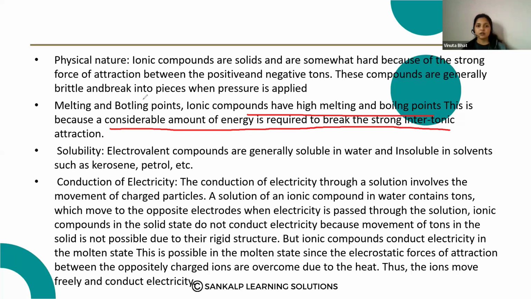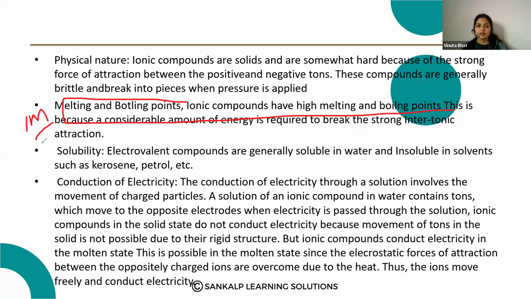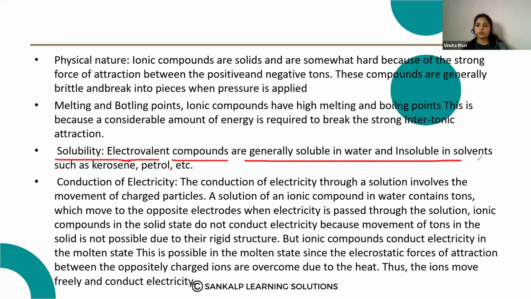So this can be asked as a separate question also: why do these ionic compounds have high melting and boiling points? Then solubility. Electrovalent compounds are generally soluble in water and insoluble in solvents such as kerosene and petrol. And then what about the conduction of electricity? These are the five important characteristics of ionic compounds.